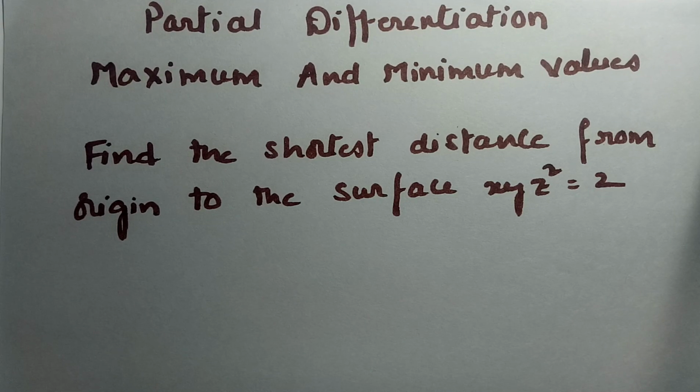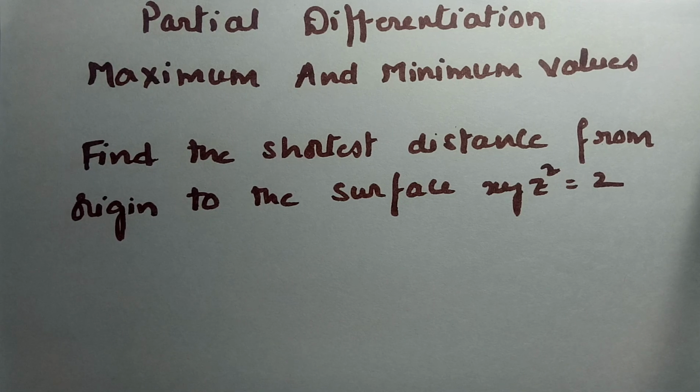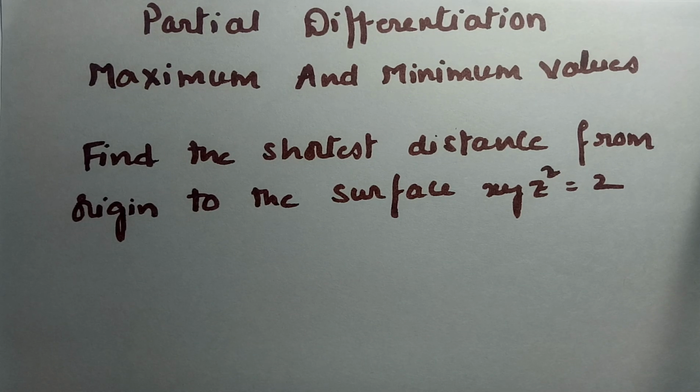Welcome everyone, and let me start by solving the most important problem from partial differentiation. How to find the shortest distance from the origin to the surface xyz square is equal to 2? So let's get started to solve this problem.